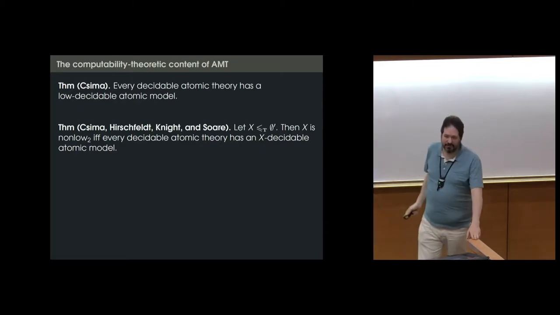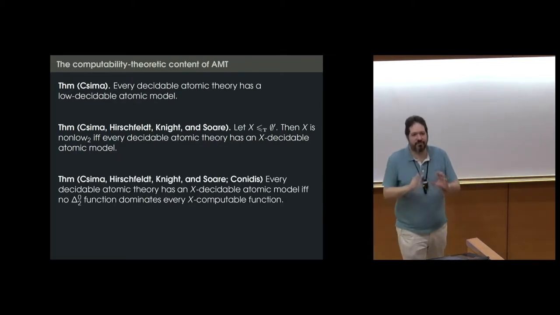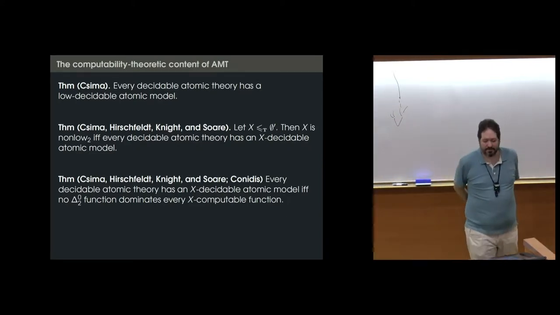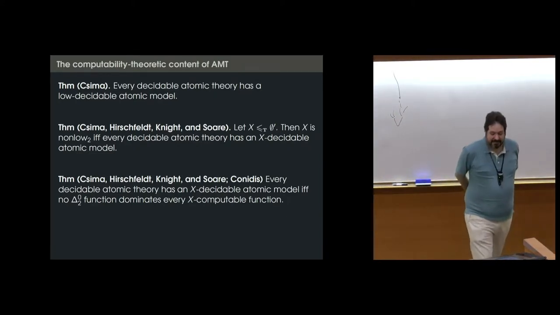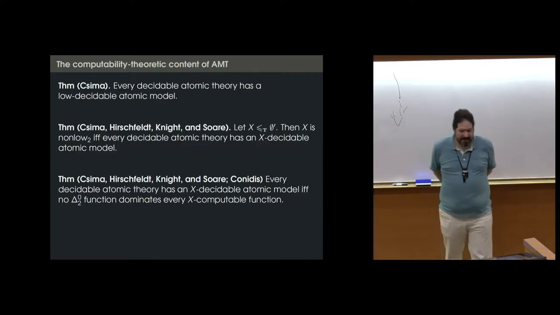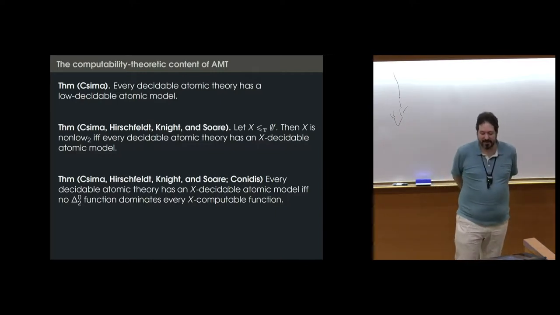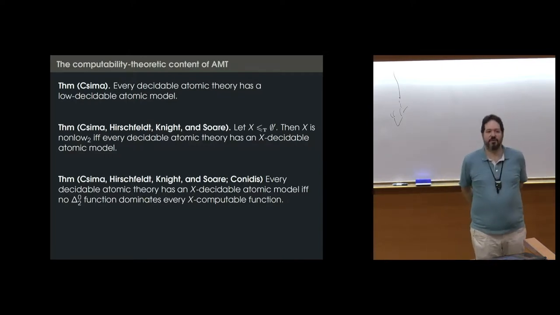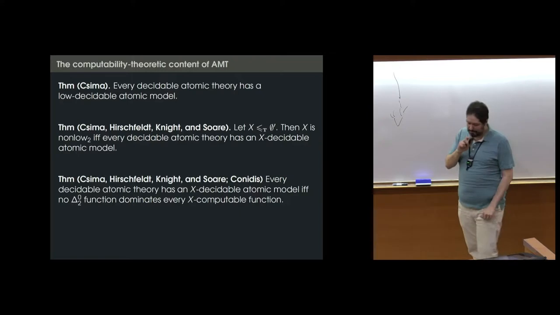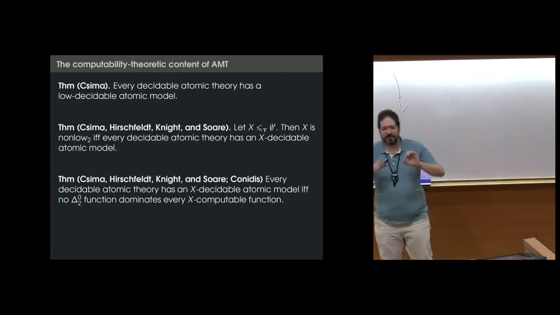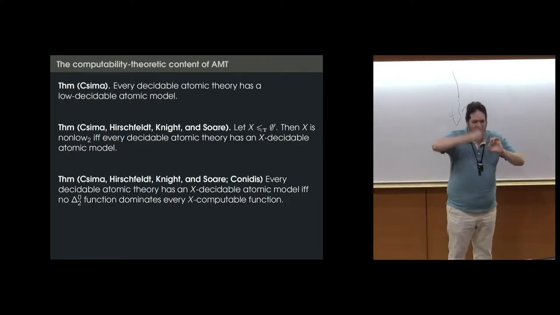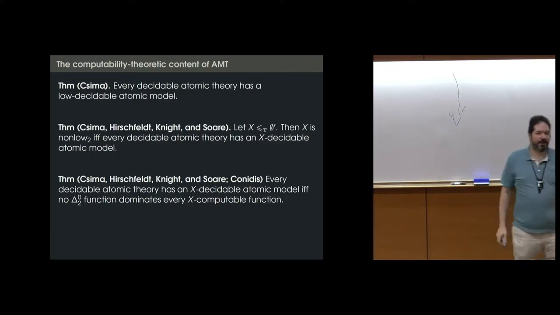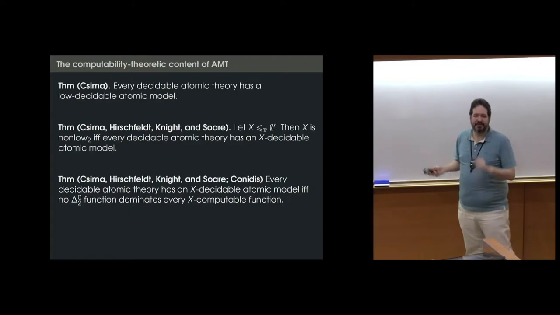In fact, this is a more general fact. The real connection with computability theory here was worked out also in this paper by Chris Conidis, which is that saying that every decidable atomic theory has an X-decidable atomic model is the same as saying that no Delta-2 function dominates every X-computable function. Or the other way of saying it is that X can compute escape functions. If you give it a Delta-2 function, it can always compute a function that infinitely often is bigger than it. And that's a very natural computability theoretic property. It comes up in a lot of guises.